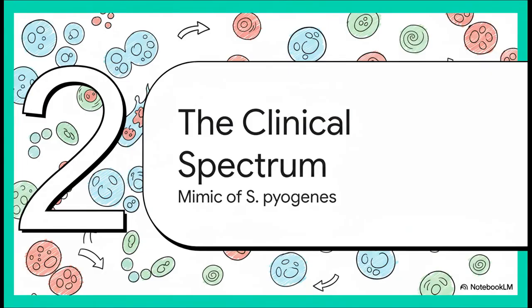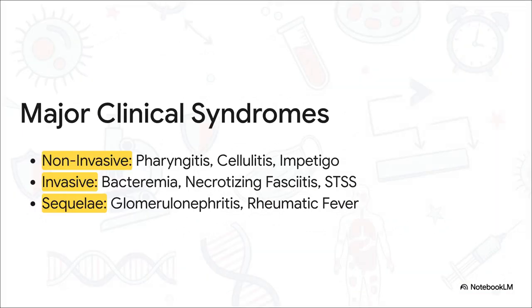Okay, so we know its backstory. But what does it actually do to people? Well, this is where that impersonator title really comes into play. Clinically, it is a dead ringer for Streptococcus pyogenes. Just look at this list. It's incredible. It causes everything from a sore throat you literally cannot distinguish from strep throat at the bedside, all the way to the absolute worst-case scenarios, necrotizing fasciitis, toxic shock syndrome, and it can even trigger the same post-infectious problems like glomerulonephritis and rheumatic fever.